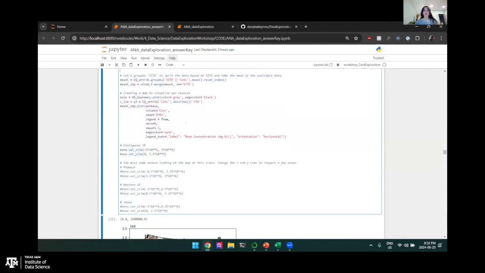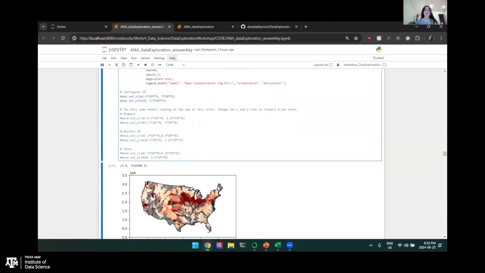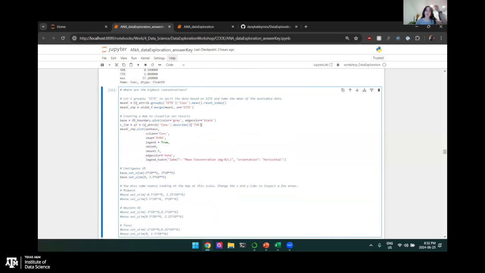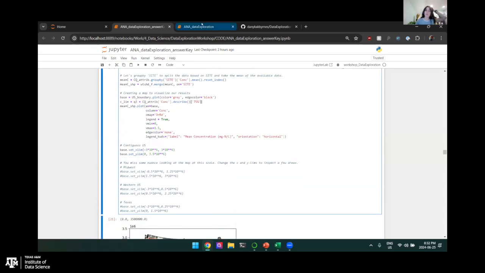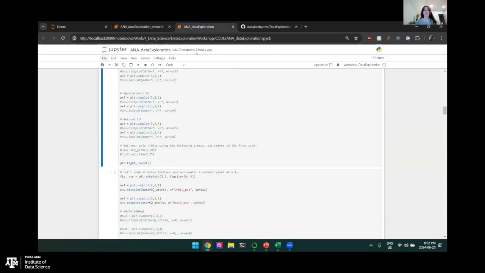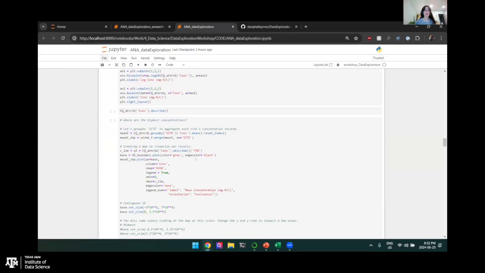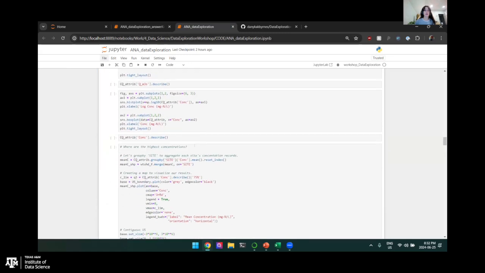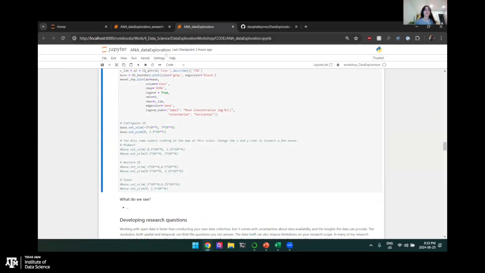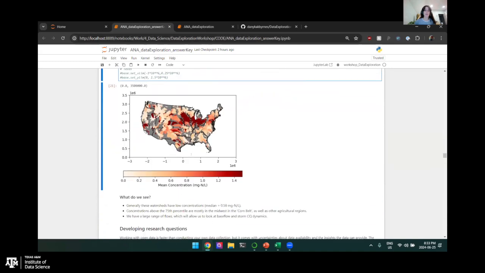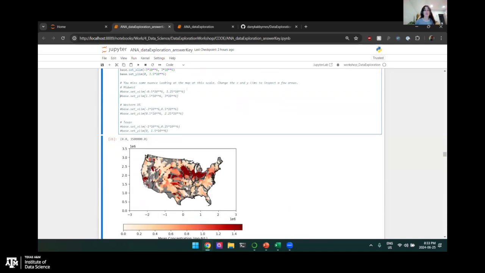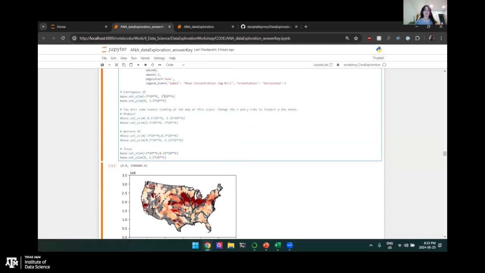Okay, so now this step is, where are the highest concentrations? We'll dig down here. What do we see? Right, so if you run that, we could run it for different areas. So let's look at the Texas region.